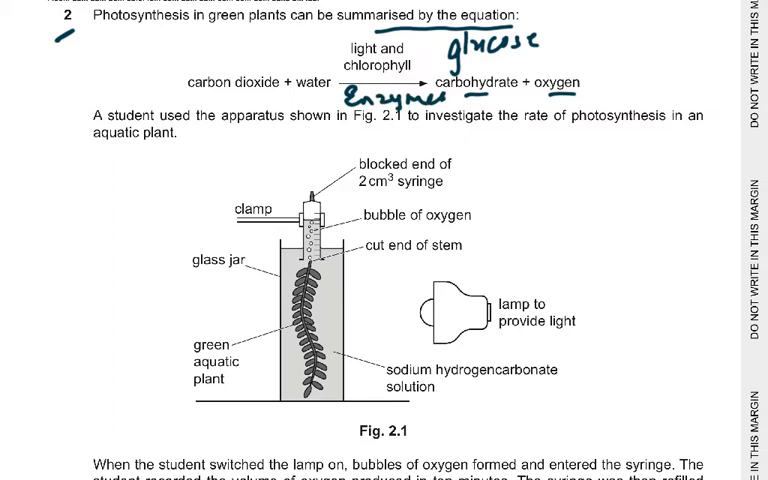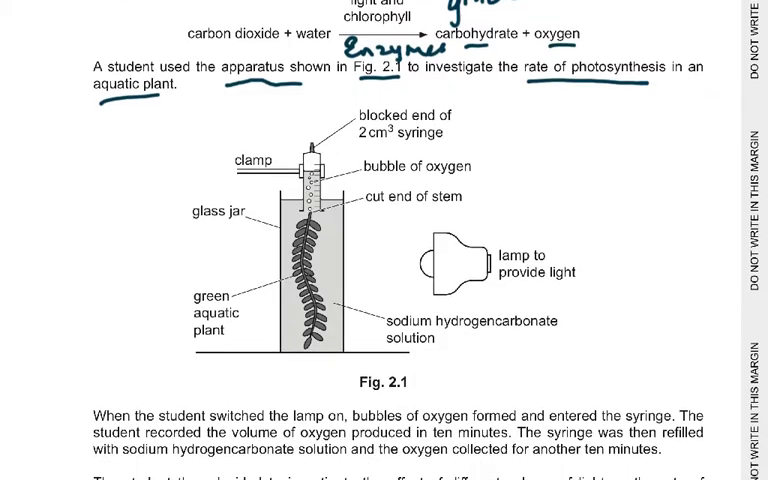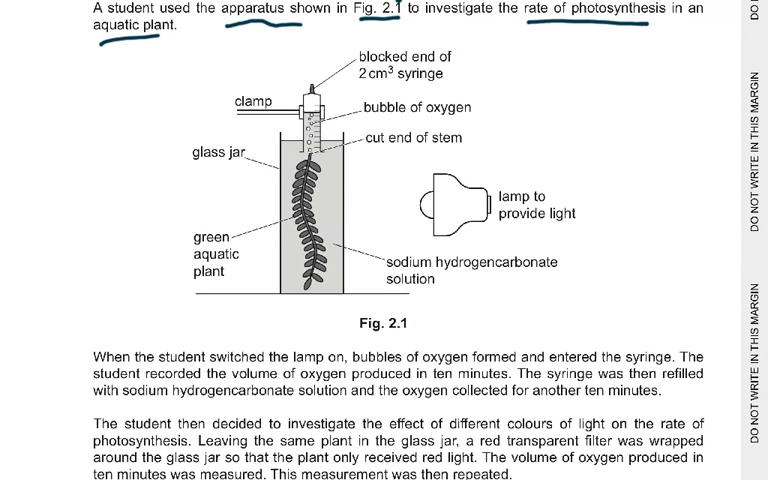We don't write enzymes, but in most of the biological reactions that we are studying, enzymes are involved. A student used the apparatus shown in figure 2.1 to investigate the rate of photosynthesis in an aquatic plant. Now you look at this very carefully, and there is sodium hydrogen carbonate solution because this is going to provide the carbon dioxide to this aquatic plant.